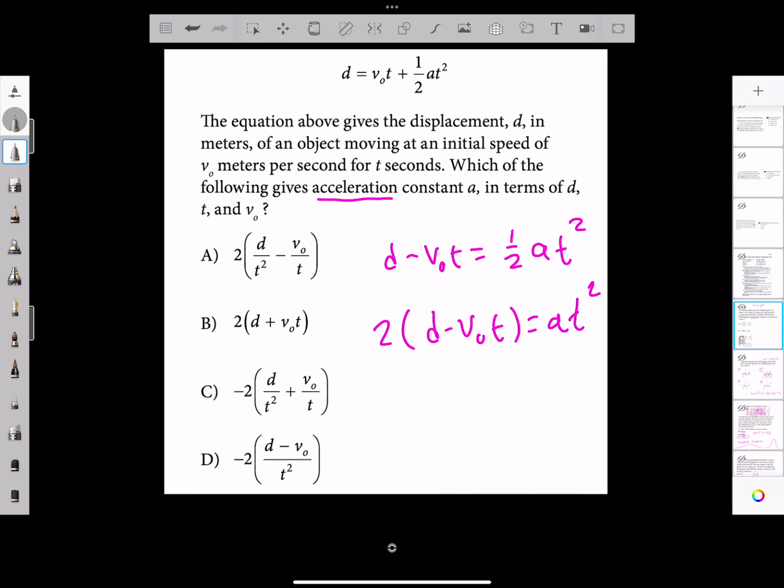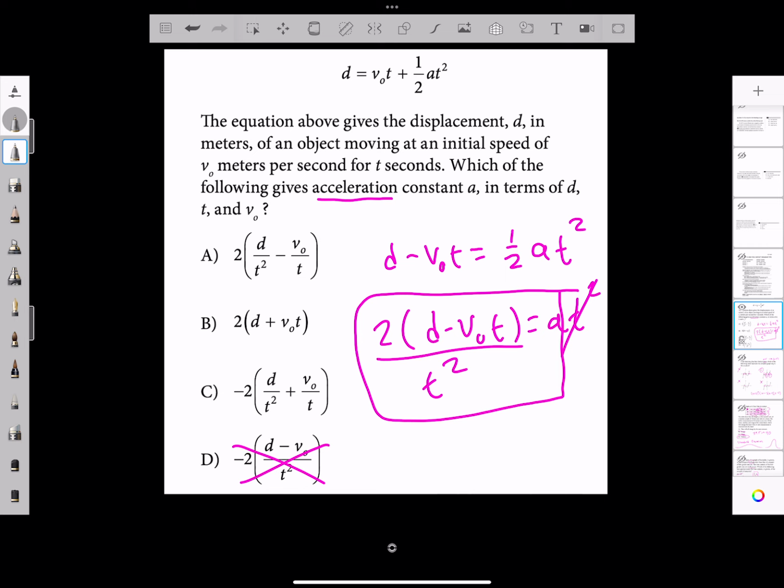And then I can divide both sides by t squared. So divide by t squared, and that cancels. So this is my acceleration. So now we need to figure out which equation looks just like this. Don't get confused here because this looks super similar, but it's missing this t. Just because it's missing one thing doesn't mean it's right. If it's missing one thing, it is wrong. So that's no good. This has a -2, which probably tells me it's wrong.